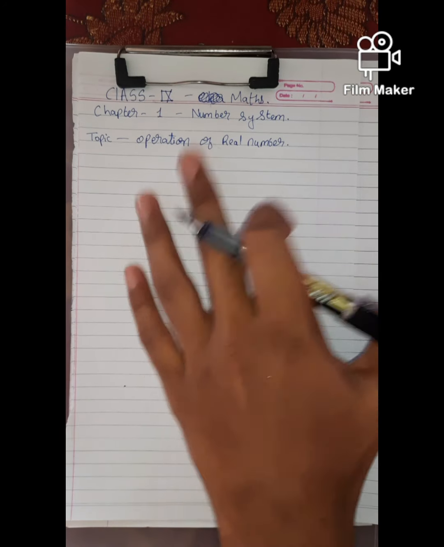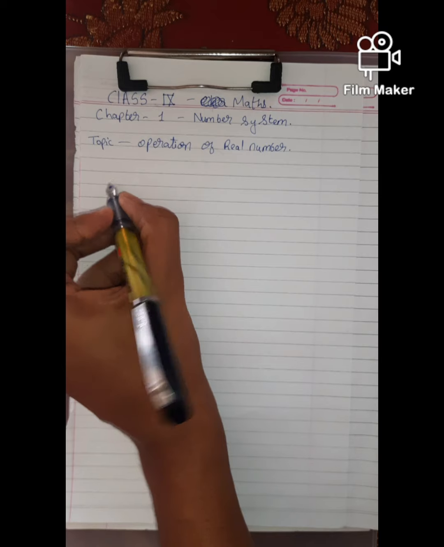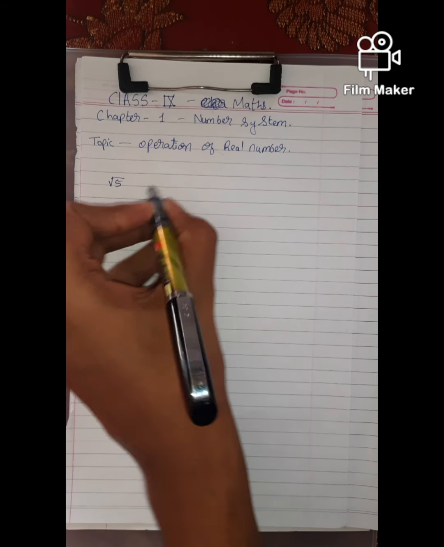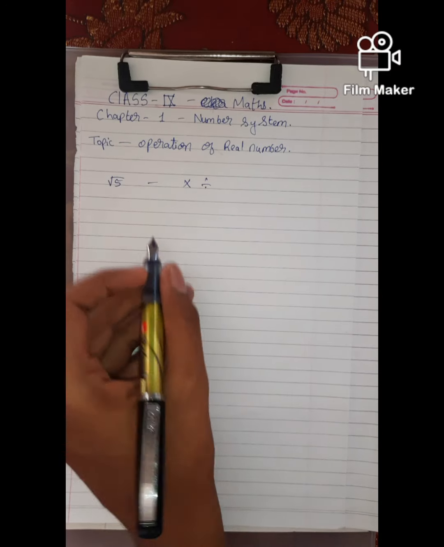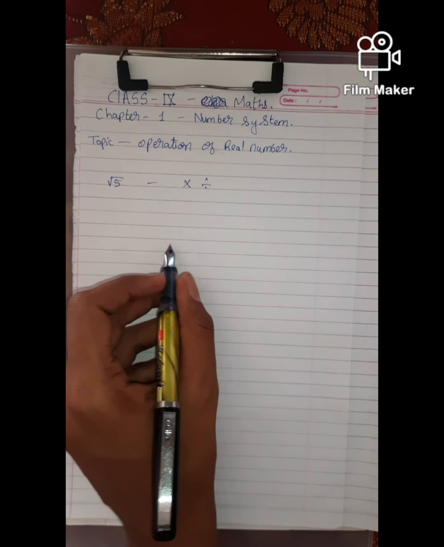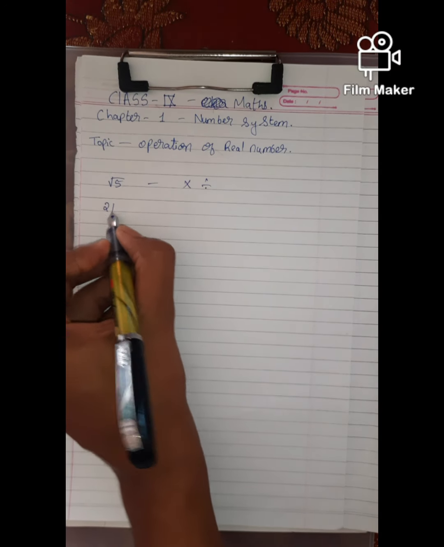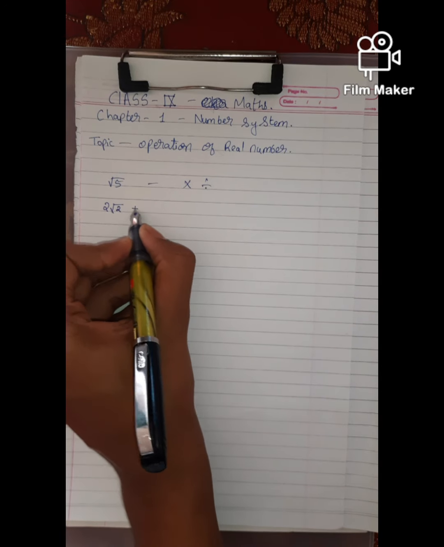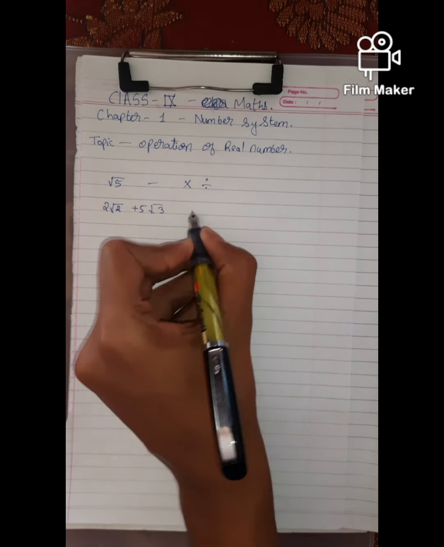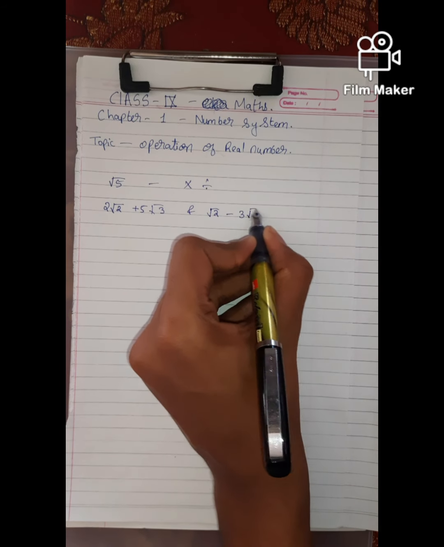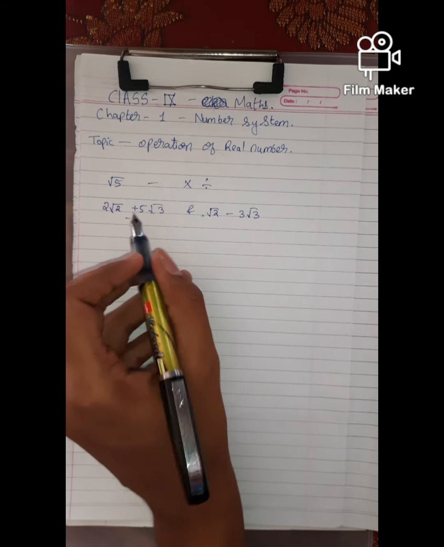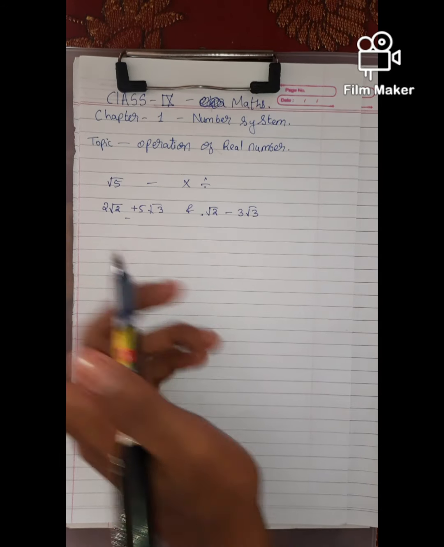This is the 7th part of this video, and in this part we are going to talk about the operations of real numbers, like how to add under root quantities, and how to subtract, and how to multiply and divide them. So for example, let's take an example of 2 root 2 plus 5 root 3 and 2 root 2 minus 3 root 3. So first of all, let's add both these expressions. Now we are doing the addition.